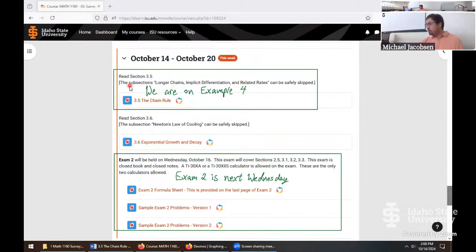We're going to be looking into section 3.5. We should finish the notes here today. We're on example 4 of 5 examples total. And then we have kind of a shorter section right after, section 3.6. This was an applied section on exponential growth, exponential decay.